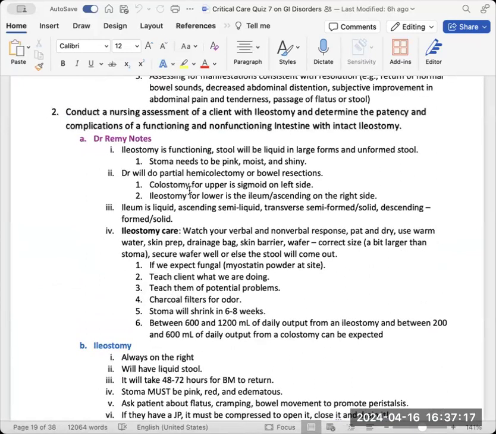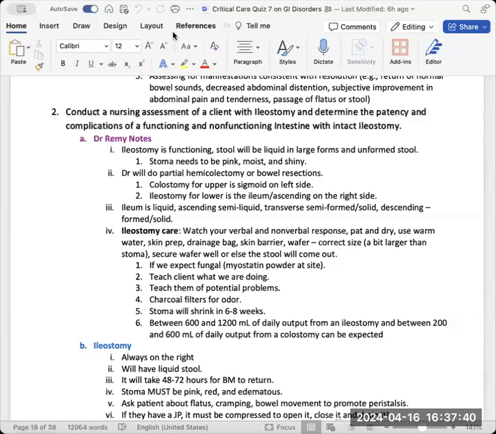We should expect liquid stools because it's going to be liquidy, and as it continues through the colon, it's going to get thicker. The ascending is semi-liquid, the transverse is semi-formed, and once it gets to the descending, it's formed. So we want to see liquid stools. The stoma should be pink, moist, and shiny.